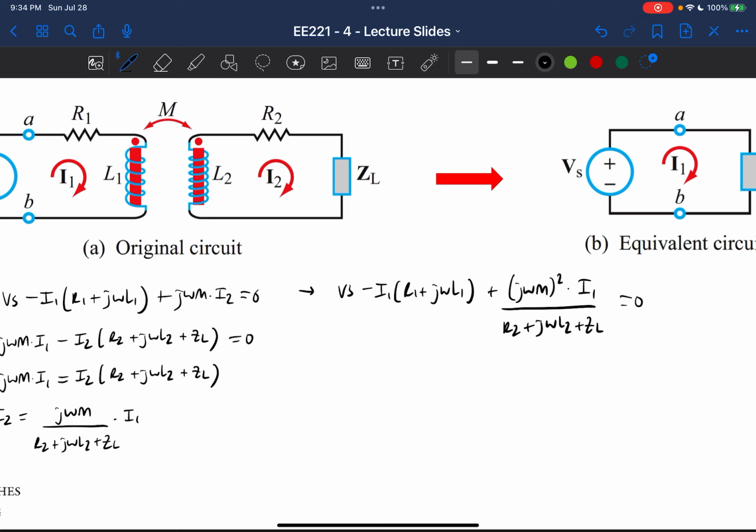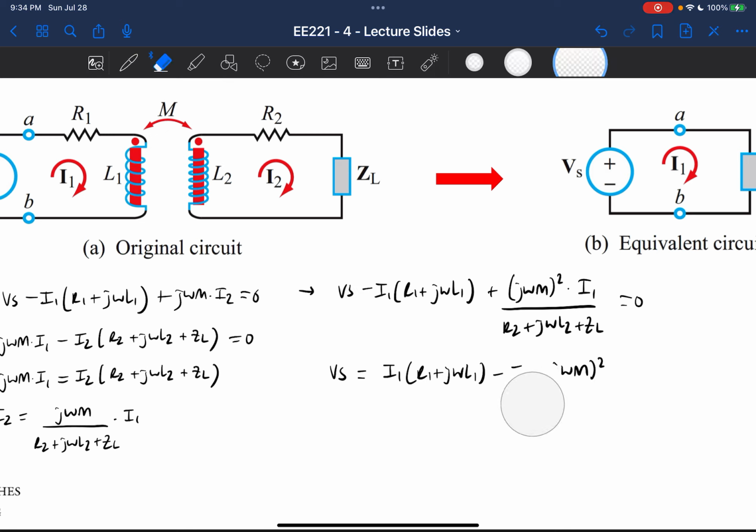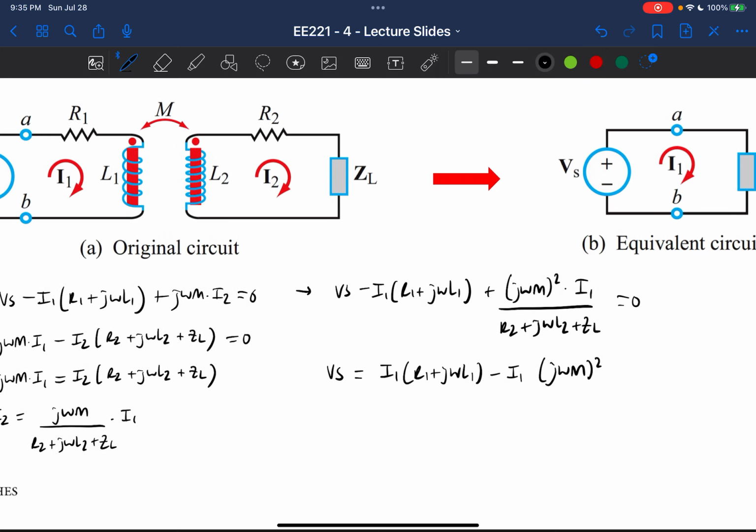And now what I can do is factor an I1 out of both of these terms. So let me just add this over to the other side. So we'll say I1 times R1 plus jωL1 minus I1 times jωM squared. Sorry, this is getting ugly. I don't like all these parentheses. That whole thing over R2 plus jωL2 plus ZL.